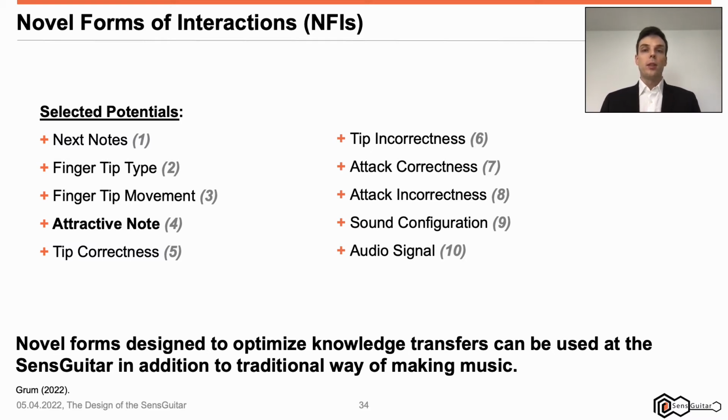Fourth, attractive note. This novel form of interaction refers to the act of visualizing attractive notes on the guitar fretboard that are legitimate with regard to a certain scale. For instance, aside from the precise fingertip position on the fretboard, this includes the corresponding string attack so that a note is characterized. For instance, the next note is highlighted in yellow.